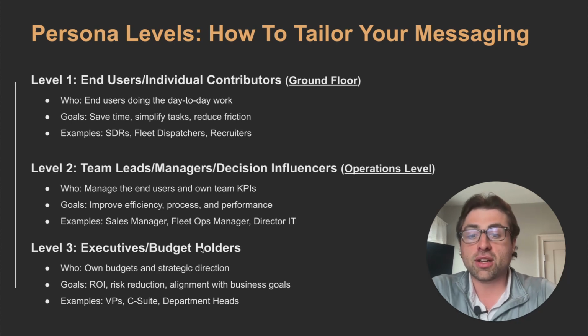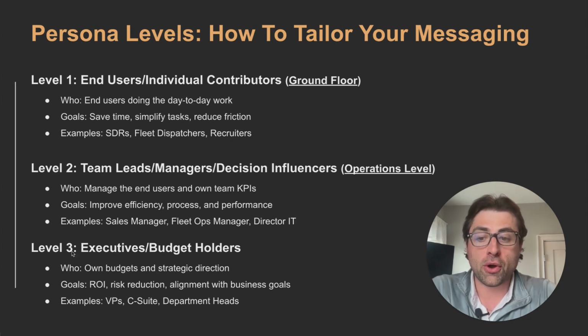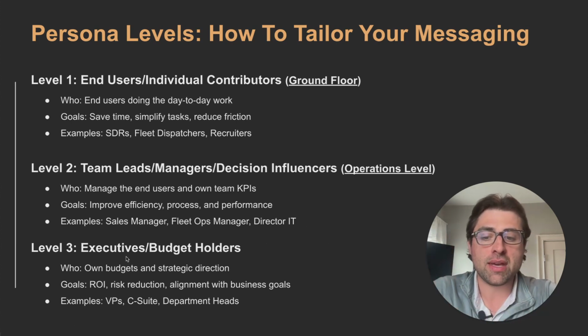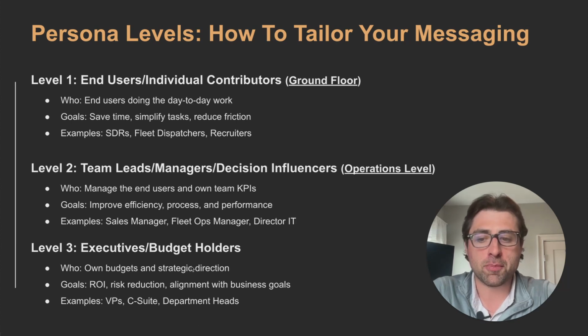And then level 3 are executives and budget holders. So people who actually own the budgets and the strategic direction of the company. And what they care about are things like ROI, risk reduction in the business, alignment with overall business goals and objectives. So in most cases, that's usually VP or above, C-suite, or if you ever see a department head.